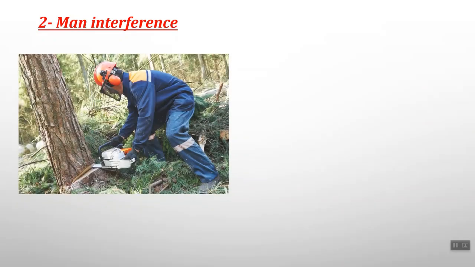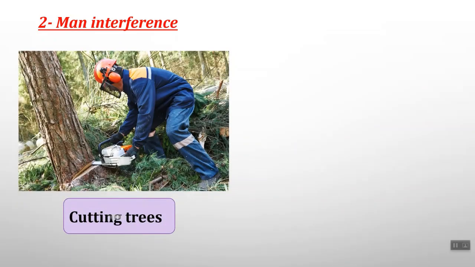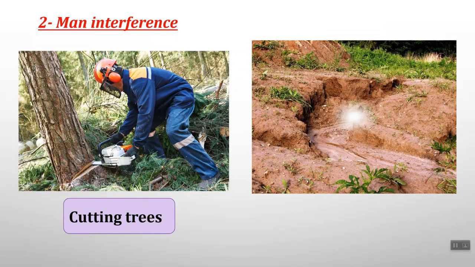Number two, human interference. Some human activities lead to the disturbance of the environmental balance, such as number one, cutting trees. Number two, eroding soil. Eroding soil means taking the soil from its place. So these are activities that can harm the environmental balance.